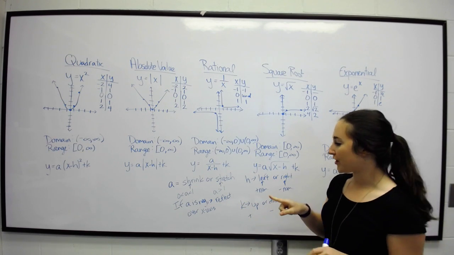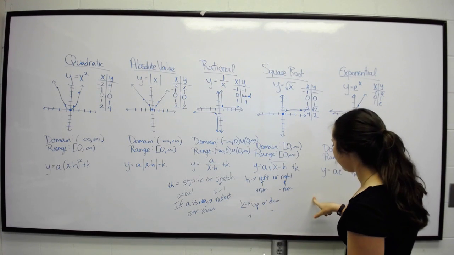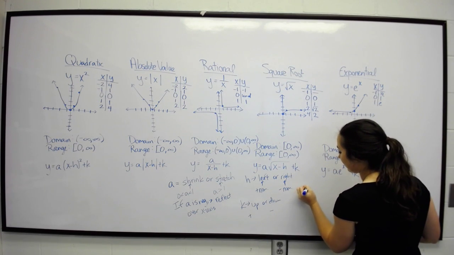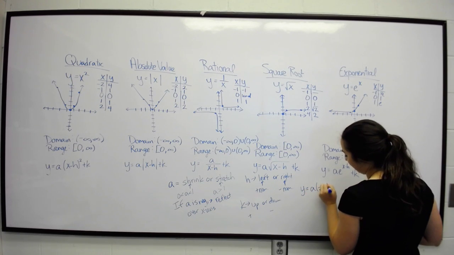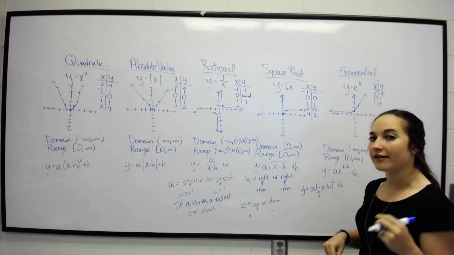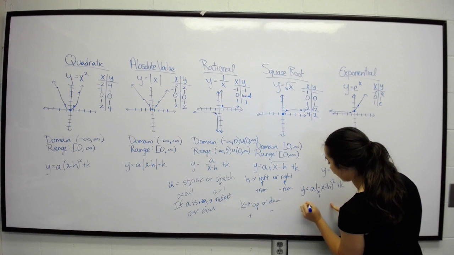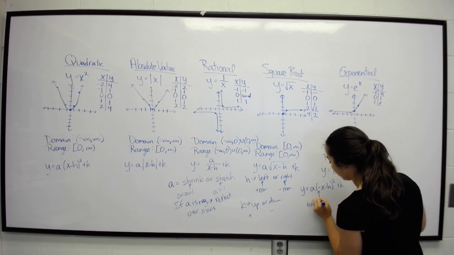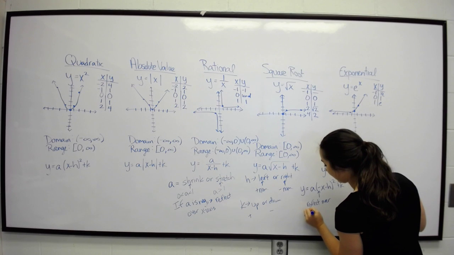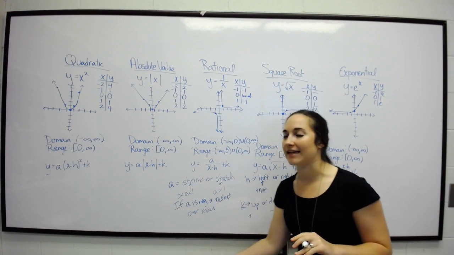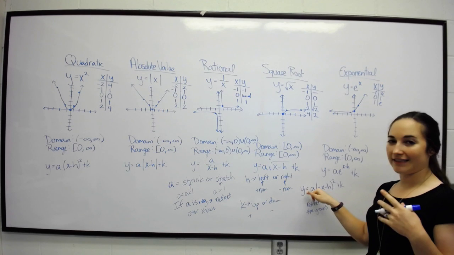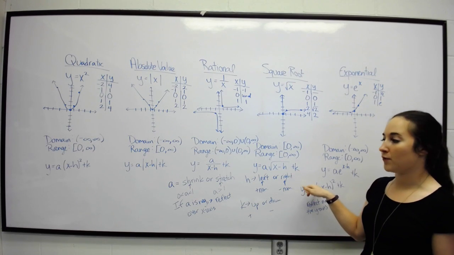Okay? One more thing that I want to share with you. If you have y equals, and we'll just say, negative x minus h squared plus k. If there's a negative in front of the x, that's going to reflect over the y-axis. Okay? So if there's a negative in front of everything, it's going to reflect over the x-axis. If there's a negative just in front of the x, that's going to reflect us over the y-axis.